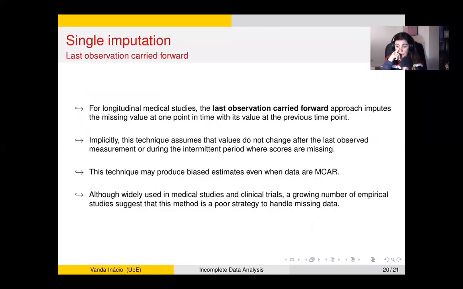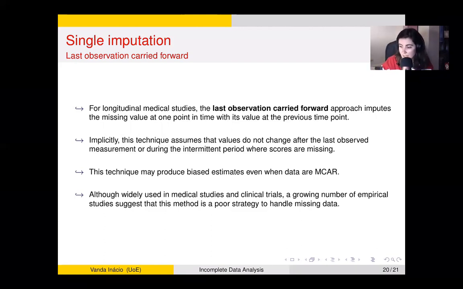And lastly, just to mention that it exists, we will not be looking at it. It's the last observation carried forward method. And this is, as I said in the beginning, very particular to longitudinal or time series data. Basically, on longitudinal data we have several time points, right? And if I have a missing value for the last time point, say, I just impute this value with the value from the previous time point.